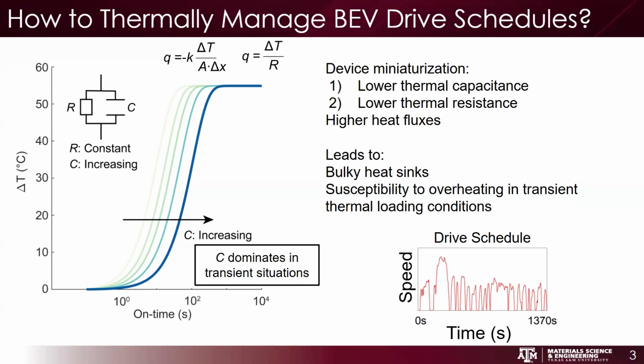Within these systems, you're trying to make them smaller. So device miniaturization leads to lower thermal resistance and capacitance. And so thermal engineers then either have to design bulky heat sinks that have a low steady state resistance to have larger capacitance within the system, or you're more susceptible to overheating under these transient thermal loads. There are larger temperature swings within the system.